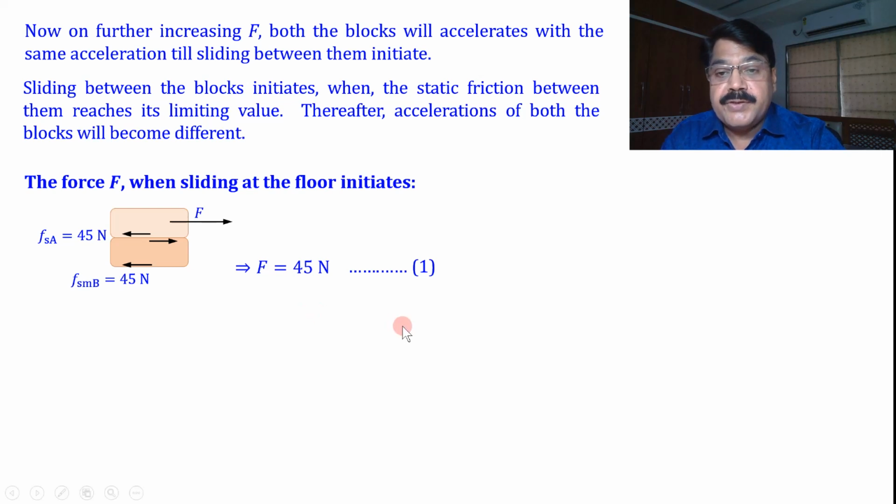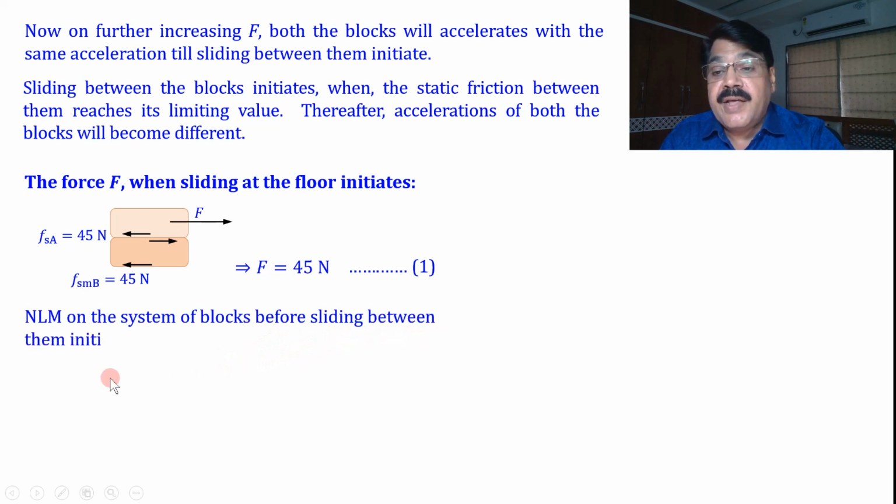So before this value, accelerations of all the blocks are what? 0. NLM on the system of blocks before sliding between them initiates. Now if we increase force beyond 45 Newton, sliding will initiate here and both the blocks will accelerate simultaneously. But we are considering before sliding here initiates. So both the blocks will have the same acceleration.